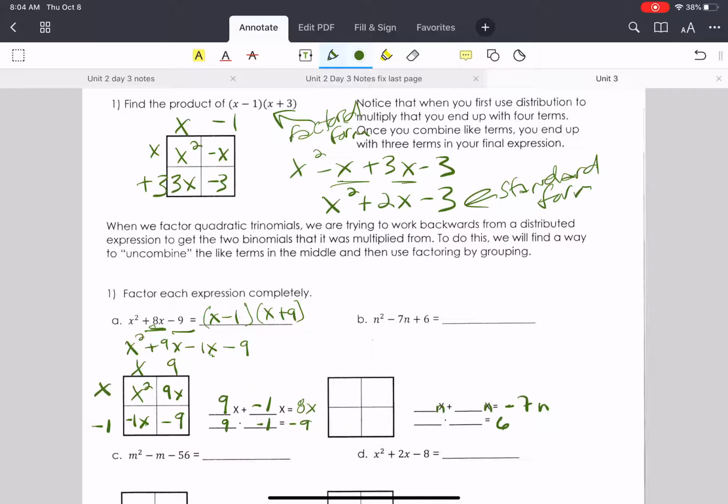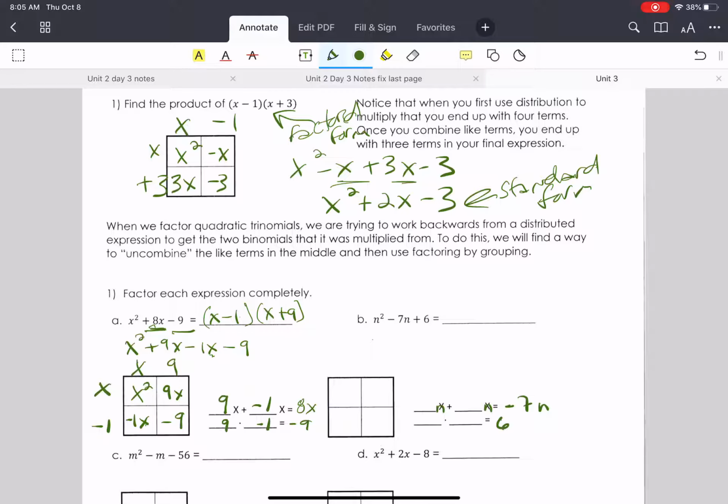So take like 30 seconds. Can you come up with, this is the puzzle part, all right? We need to come up with two numbers that add to -7 but multiply to +6. So Bryce got the last one. I want to see if someone else can get this one. Two numbers that add to -7 but multiply to +6.